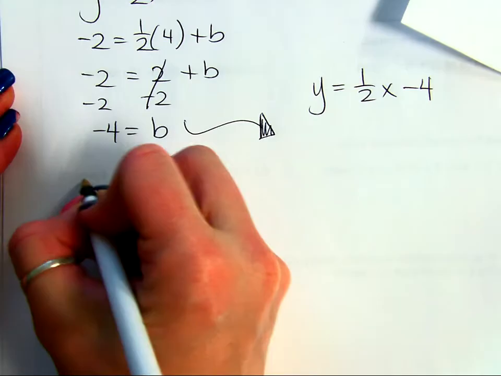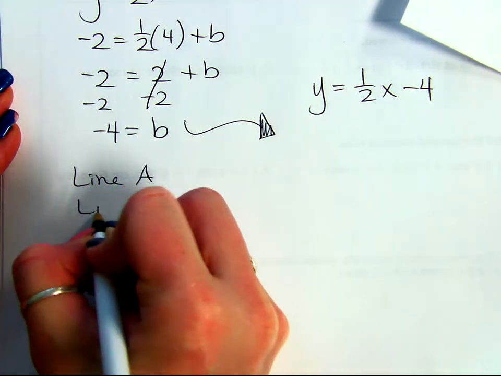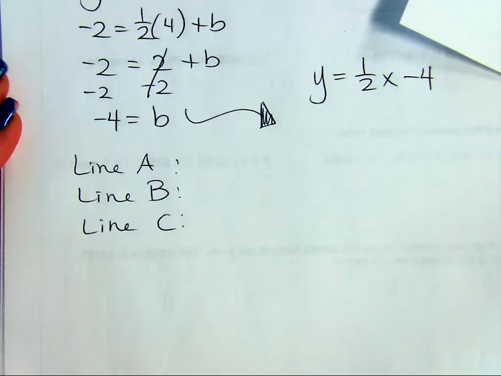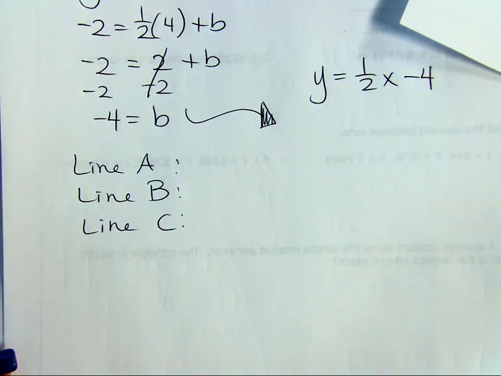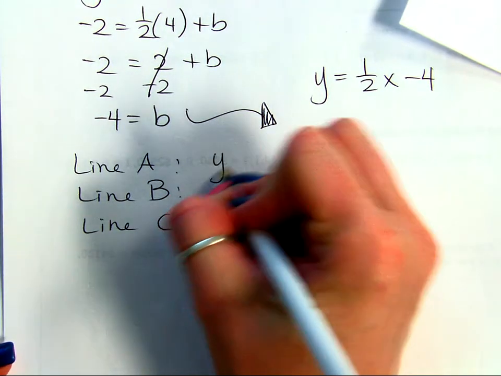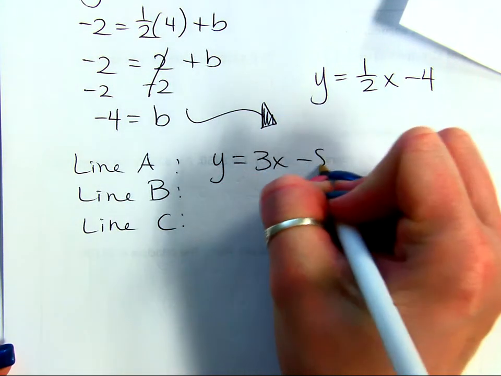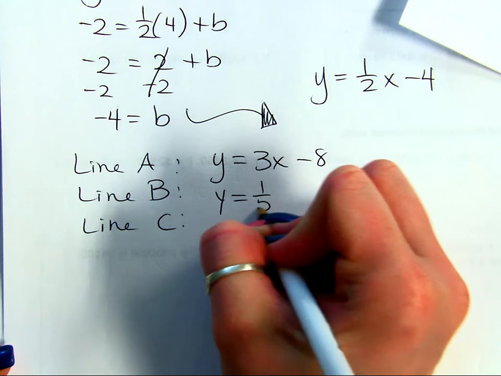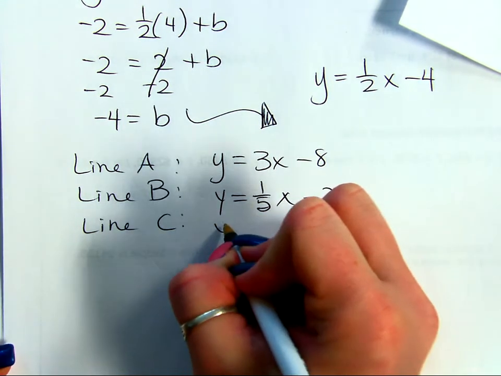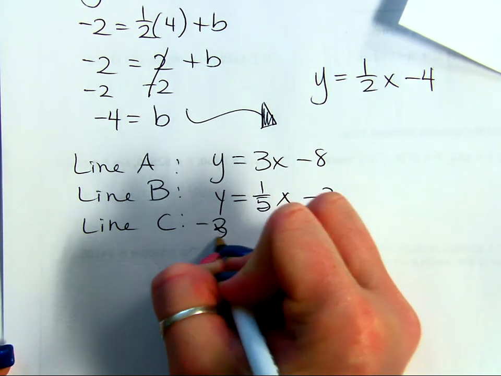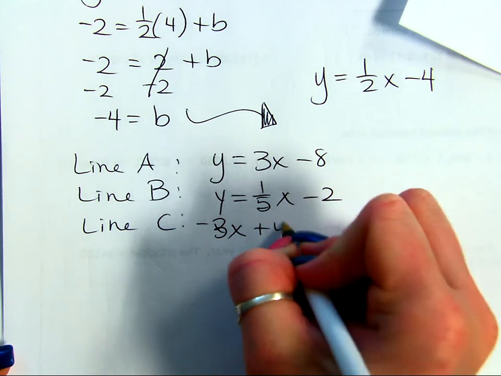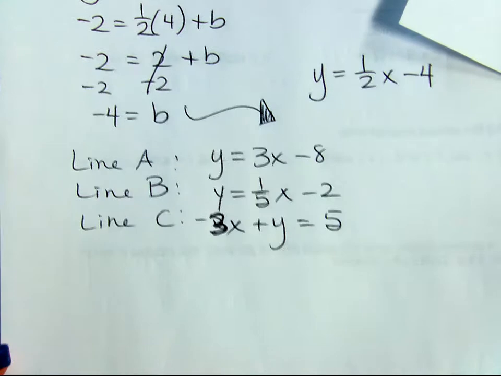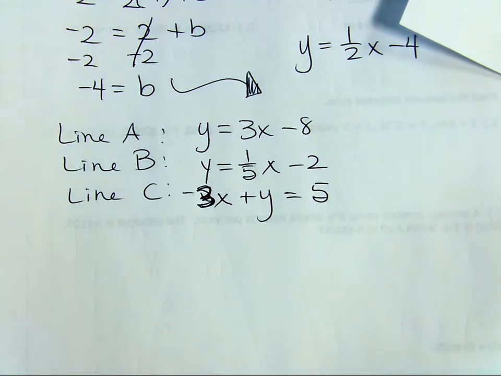So then you're going to see some things here. Line A, line B, line C. I'm going to give you 3 lines: y equals 3x minus 8, y equals 1/5 x minus 2, and -3x plus y equals 5. And I'm going to ask, which of these lines are parallel to each other?